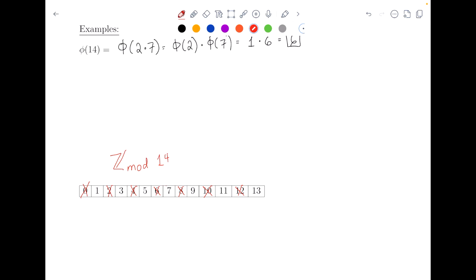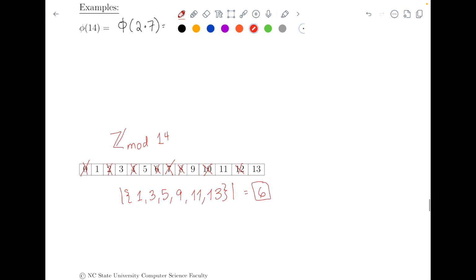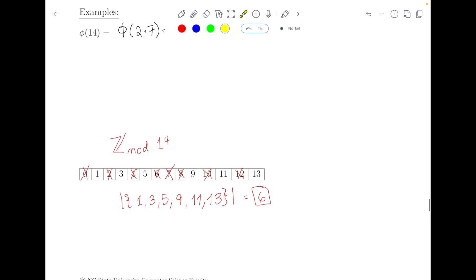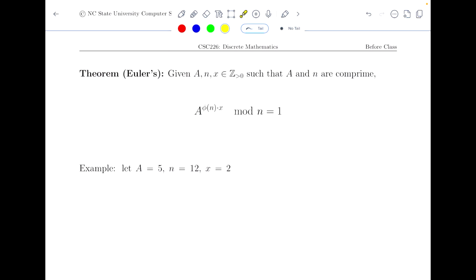I need to go through and kick out 7 as well, because phi of 14 is phi of 2 times 7. So I also have to consider phi of 7. At that, the numbers that I am left with are 1, 3, 5, 9, 11, and 13. And so if I count those up, 1, 2, 3, 4, 5, 6, I will get that the cardinality of this set is 6, which is exactly what I got when I did the lemma 2 application on phi of 14. So with that, let's look at Euler's theorem.